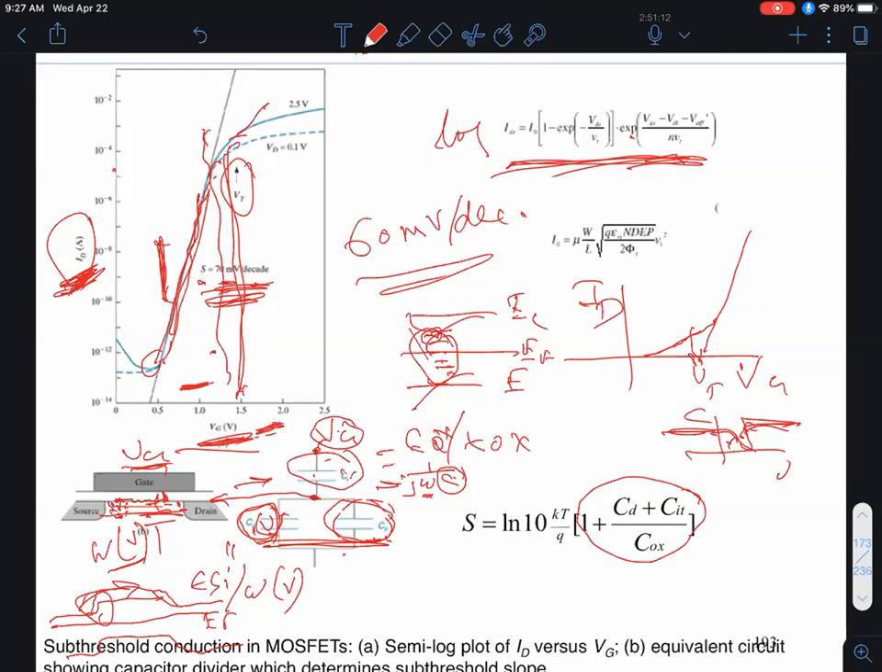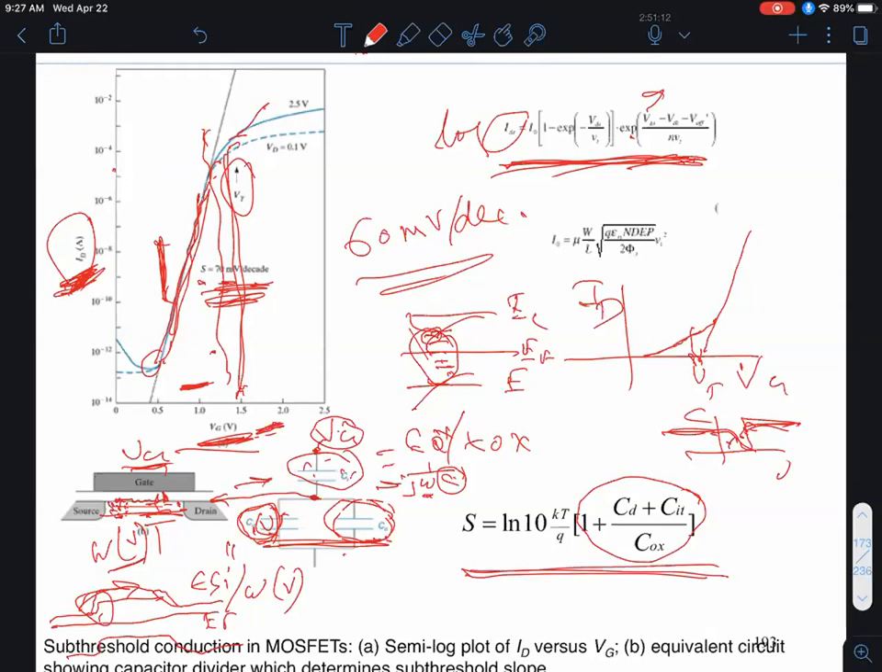The important point is you look at this exponential dependency of the drain current on the gate voltage, and take into account this voltage division because of these capacitors. That allows you to define what's called the sub-threshold slope, which is given by this.